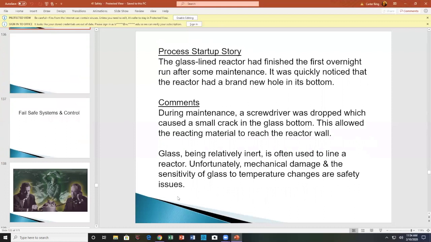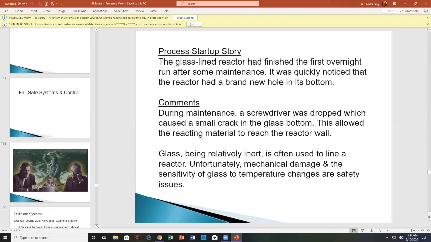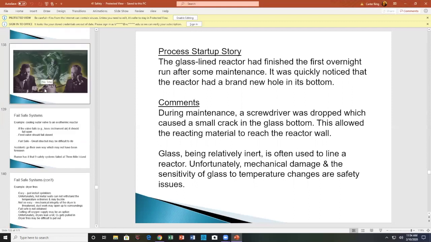Another one here. These operators were sanding down stainless steel to get it smooth. The stainless steel had nickel in it, and there was a fine dust, so they didn't wear safety goggles or safety respirators. They were breathing in nickel, and nickel affects the nervous system after a while.